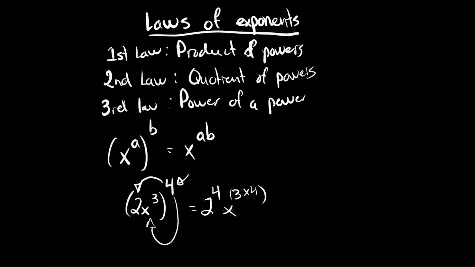So I'll just repeat myself. When you have a coefficient inside, if you have an exponent that is applied to a coefficient, you just apply it on its own, and then you can apply it to your power. So you'll have 2 to the power of 4, that's 16, times x to the 12.